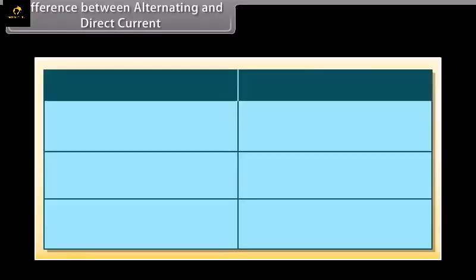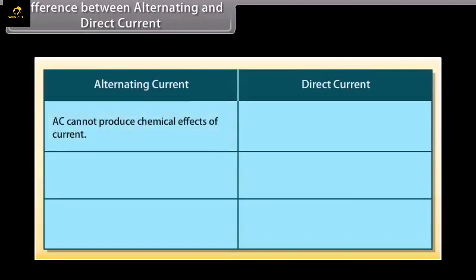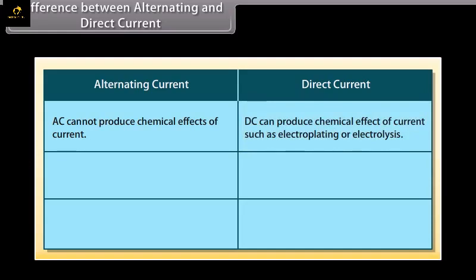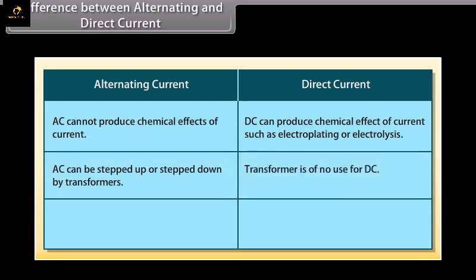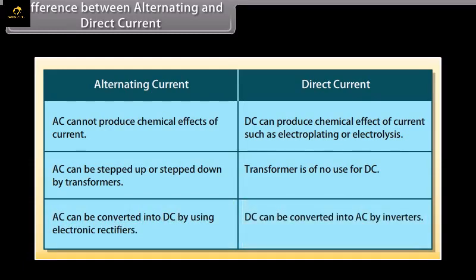Difference between alternating and direct current. AC cannot produce chemical effects of current, but DC can produce chemical effect of current such as electroplating or electrolysis. AC can be stepped up or stepped down by transformers, but transformer is of no use for DC. AC can be converted into DC by using electronic rectifiers, whereas DC can be converted into AC by inverters.